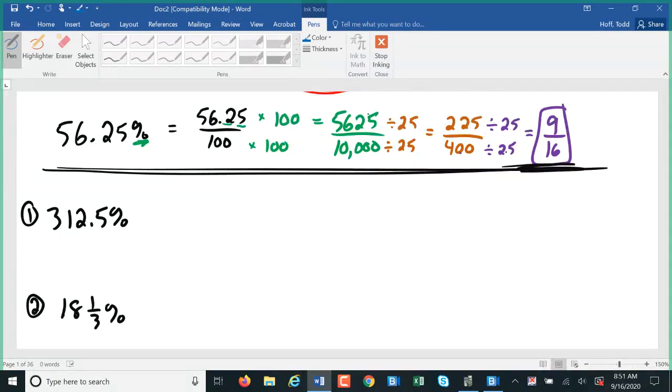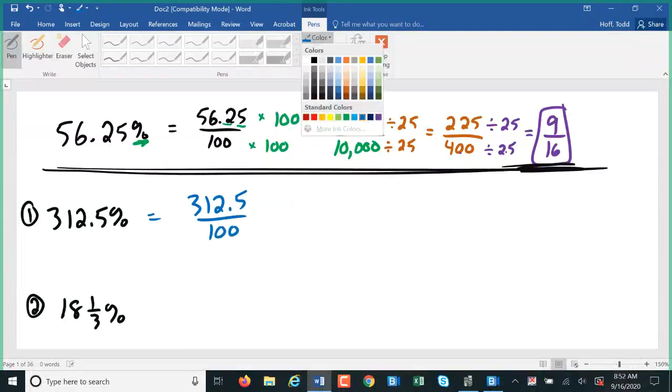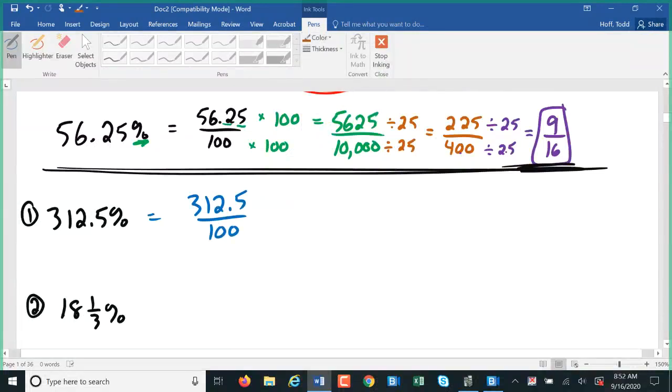So let's take a peek at how you're doing so far. 312.5% is 312.5 out of 100. Now we do have a couple of things to do here. One is going to be get rid of the decimal place. But this is also an improper fraction. So before I do anything else, I'm going to turn it into a mixed number just because dividing by 100 is probably the simplest spot we can get to turn it into a mixed number.